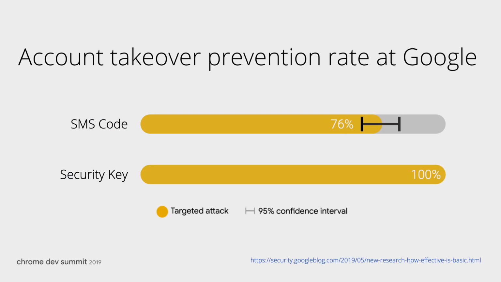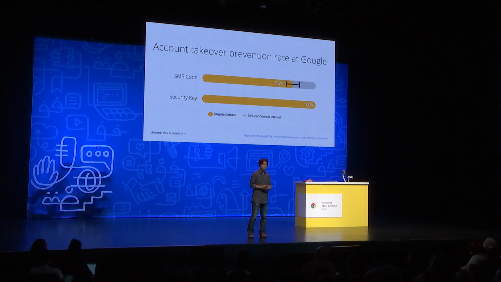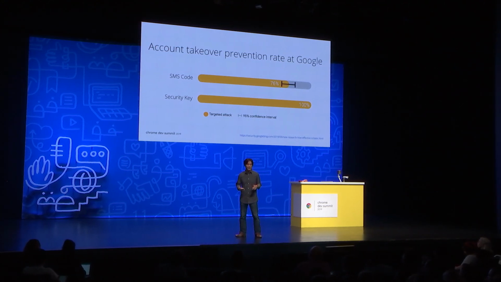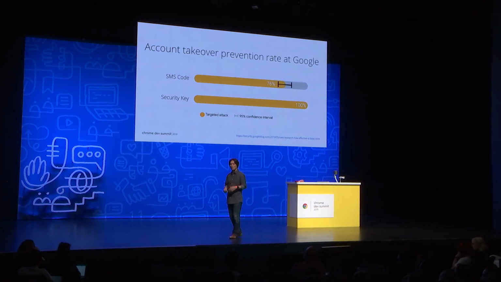So how effective are second factors? Here's a comparison between SMS OTP as a second factor and security key as a second factor. As you can see, SMS OTP is not perfect against targeted attacks, while security key protects users completely. Targeted attacks are a specially crafted phishing email aiming at a certain company or an organization, for example. So two-factor authentication with a security key works quite well.